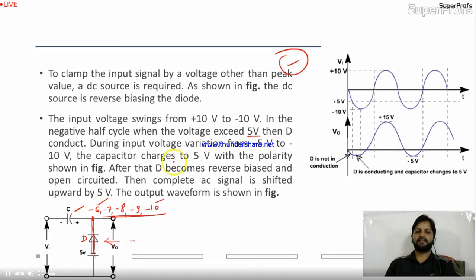So the capacitor charges to 5 volt. Now will the capacitor start to charge or not? See, at the max value minus 10, what will be the capacitor value? Suppose the voltage across the capacitor is Vc.